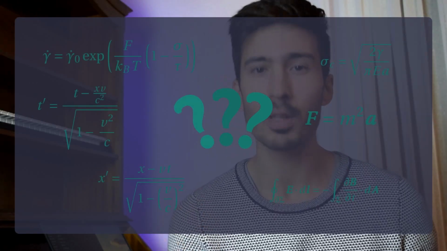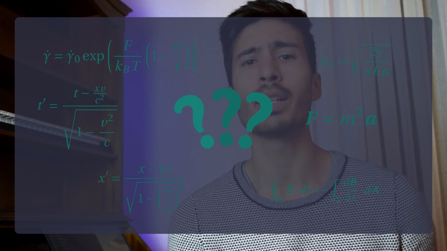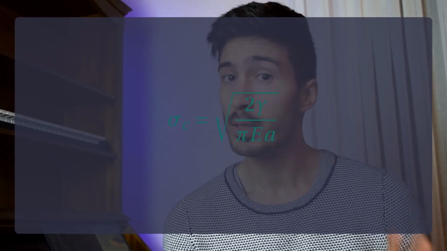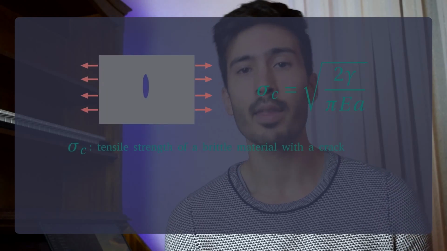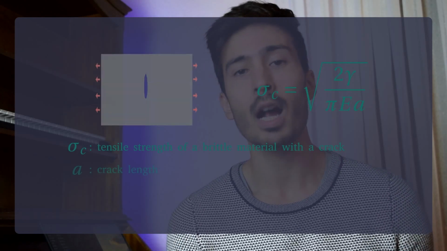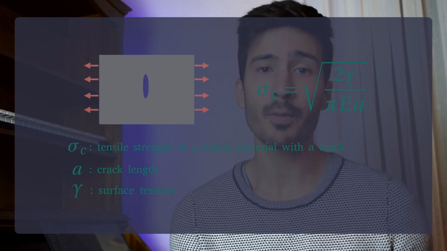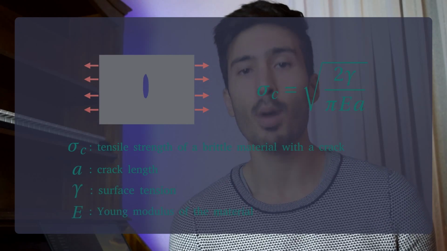Can you tell which of these equations is wrong just by looking at them? I can't say which are right, but some are definitely wrong. Consider this example. It is, supposedly, the tensile strength of a brittle material with a crack of length A. Gamma is the surface tension and E is the Young modulus of the material.